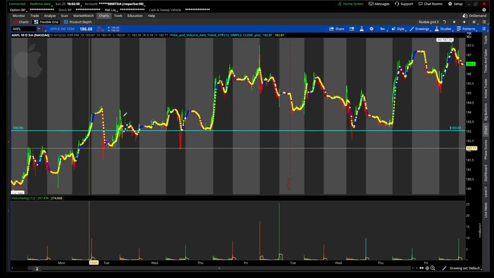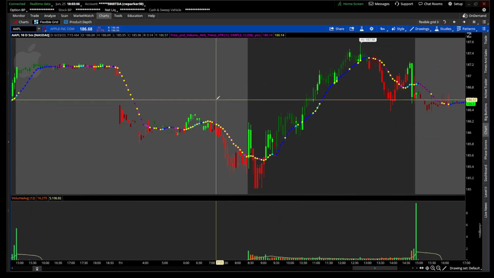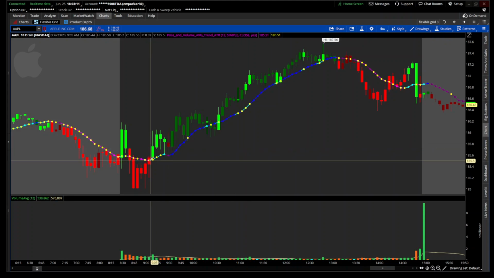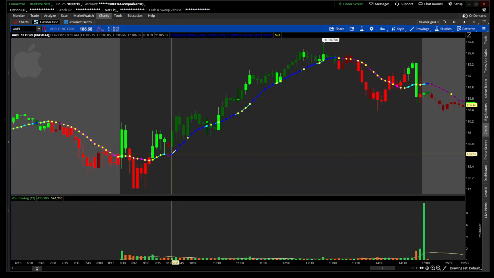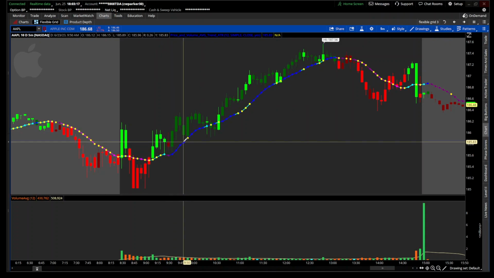Today I'm introducing you to the price average and volume average trend indicator. I put ATR in here as well, but let's get into it. Let's look at Friday's price action. Let's look at the indicator actually. So this dark blue is showing you that price on average is increasing, but volume is not increasing.